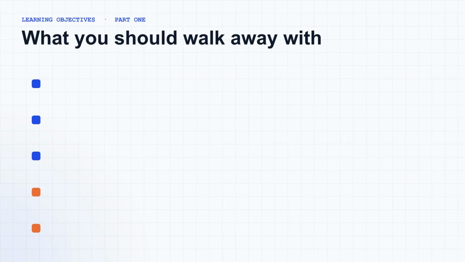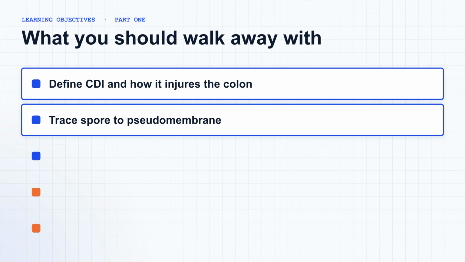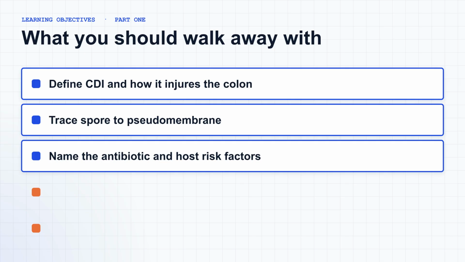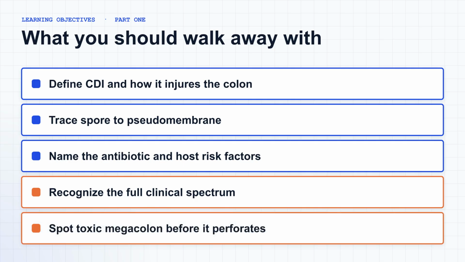Here's what you should take away from the first half of this video. First, define C. difficile infection and describe how the organism injures the colon. Second, trace the mechanism from spore ingestion through flora disruption, toxin release, and pseudomembrane formation. Third, name the antibiotic exposures and the host factors that raise risk. Fourth, recognize the full clinical spectrum, from silent colonization all the way to fulminant colitis. And fifth, spot toxic megacolon at the bedside and on imaging before it perforates. Work through them as we go, and see whether you can answer each one before I do. If you can do all 5 by the end, you will manage most of these patients confidently on your own.